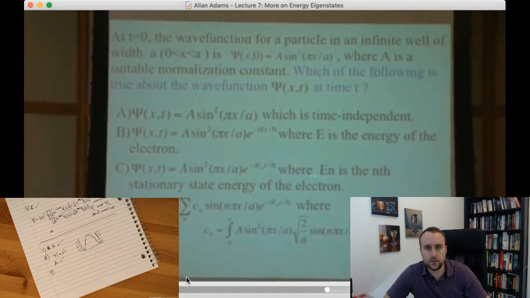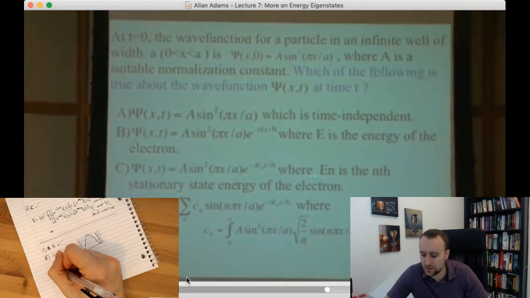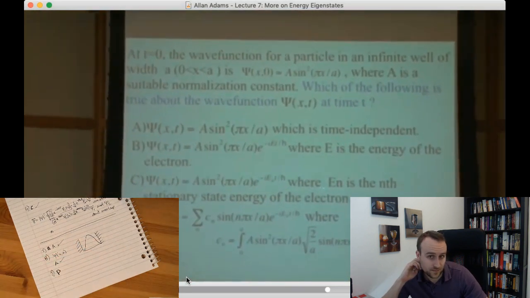So A is time independent, which we know is not true. It's not A. Psi(x, t) equals A sine squared, where E is the energy of the electron. E is the nth stationary state. Well, it's got to be D because it's the only one that's a sum of these. So it's a sum of these things where C is equal to... I'm going to guess D. I'm not going to work out this calculation, but that's the only one that seems plausible to me.